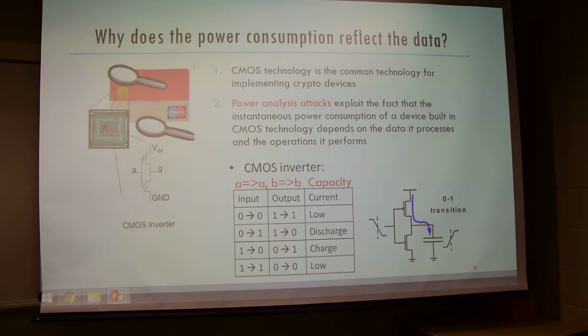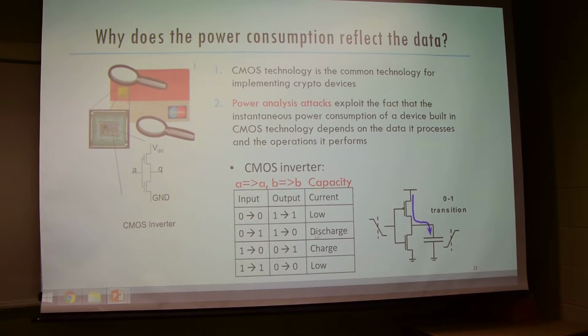CMOS technique is the most common technology for implementing all kinds of devices, not only crypto devices. And the power analysis attack exploits the fact that the instantaneous power consumption of a device built in CMOS technology depends on the data it processes and the operation it performs. So for example, here, this is a very simple inverter.